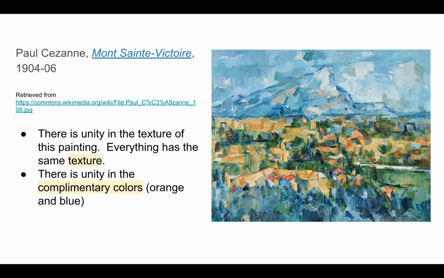So those are just a few examples of how you can describe unity in paintings. Unity is the element that brings everything together. It's sort of the commonality in the painting or the drawing. Remember, unity is what unites it. It brings it together.